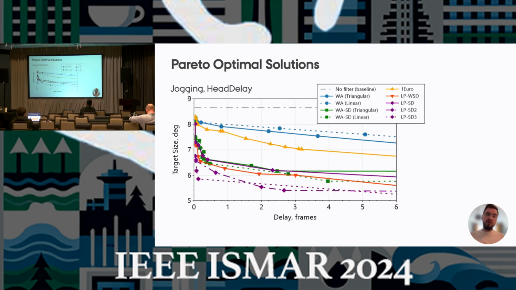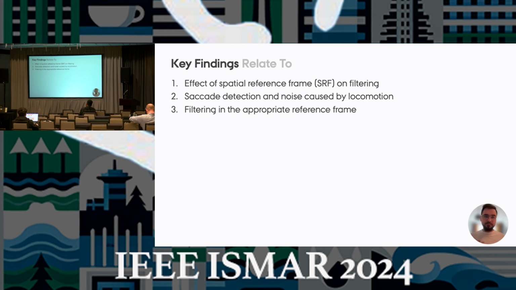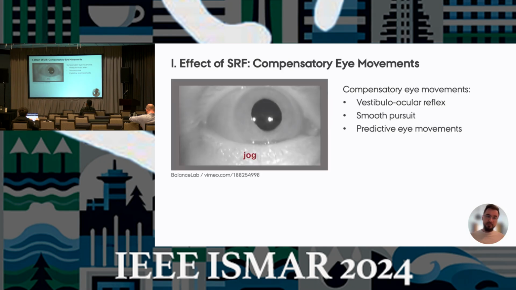Instead, we get multiple optimal solutions that form a frontier. Performance of each filter is characterized by how quickly the target size decreases with respect to the delay introduced. I again invite you to check out the paper that contains a thorough comparison of the filters' performance. Here, due to time constraints, I will focus on the 3 key findings.